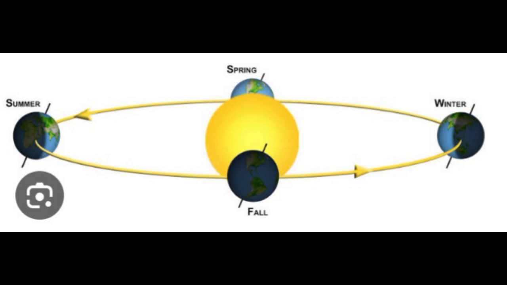Now, let's take the example of the southern hemisphere. It is pointing away from the sun, or the northern hemisphere that is pointing away from the sun, it causes winter season. But when the northern hemisphere is neither tilted towards or away from the sun, it causes spring and autumn season or fall season.